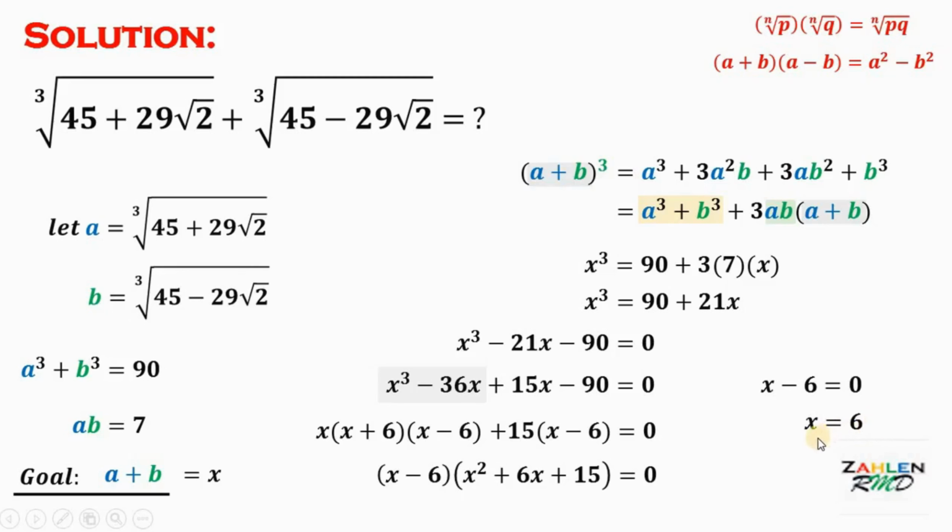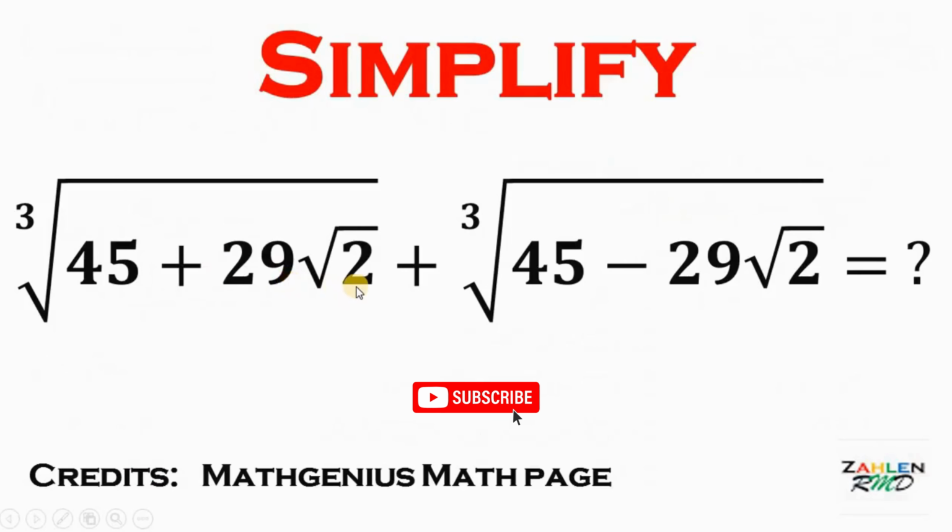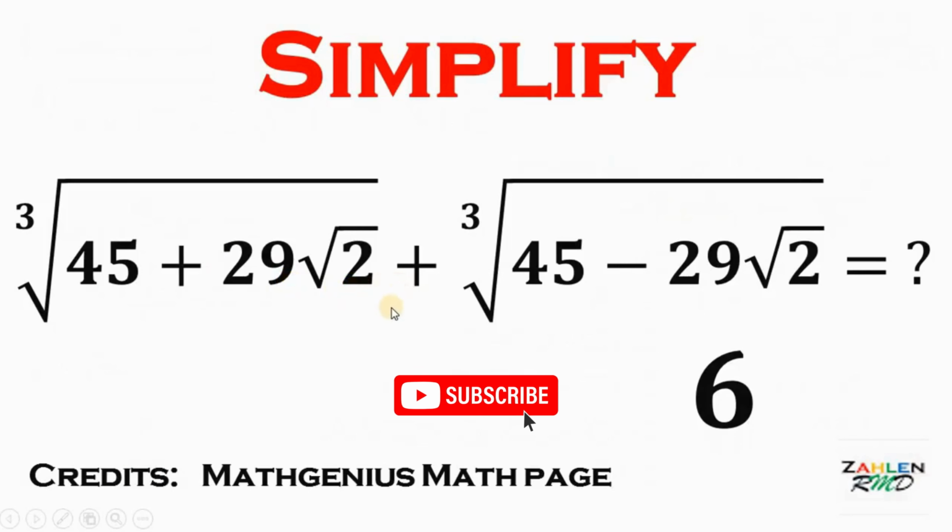Now, don't forget that the value of X is simply A plus B. And the value of A is the cube root of 45 plus 29 square root of 2, and the value of B is simply the cube root of 45 minus 29 square root of 2. Therefore, the value of the expression in our question is simply 6. And we're done.